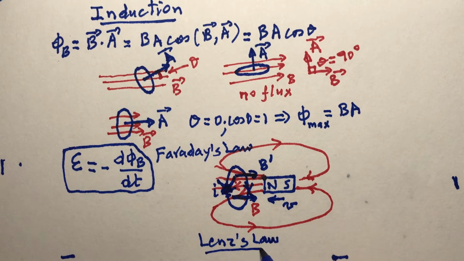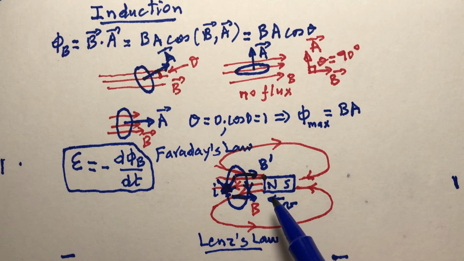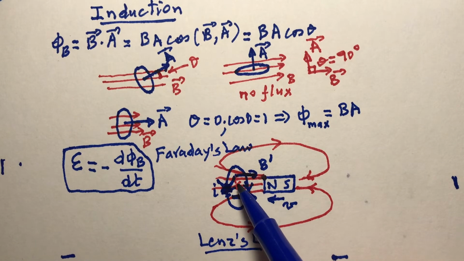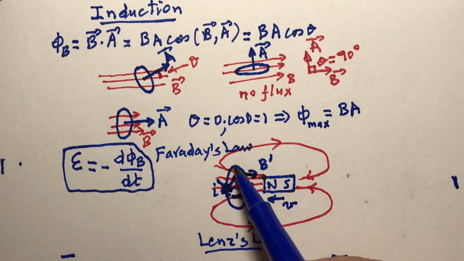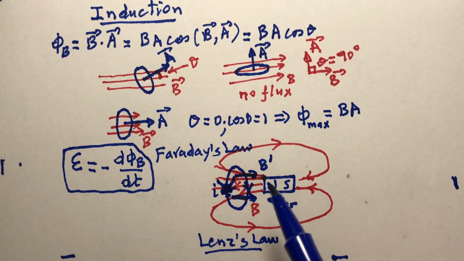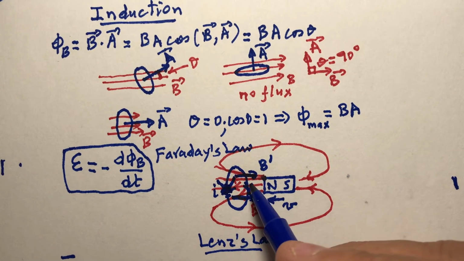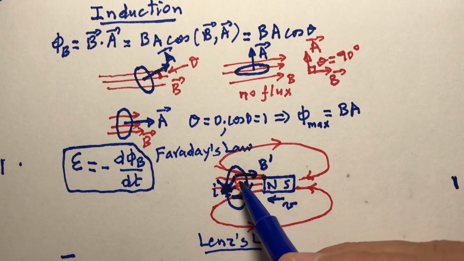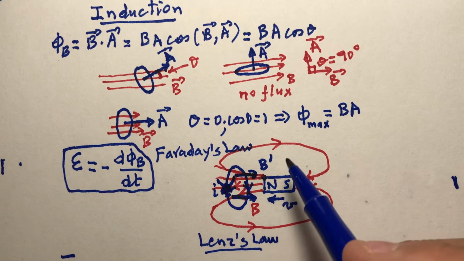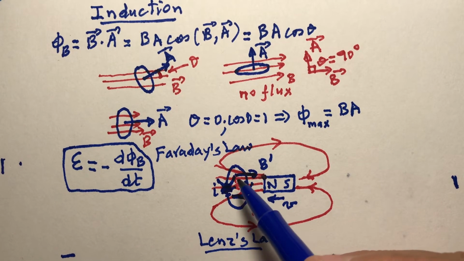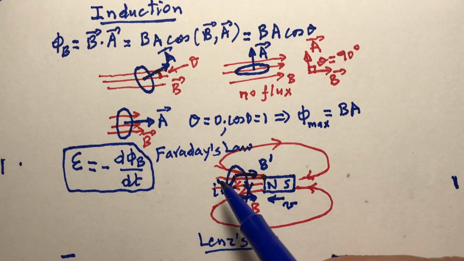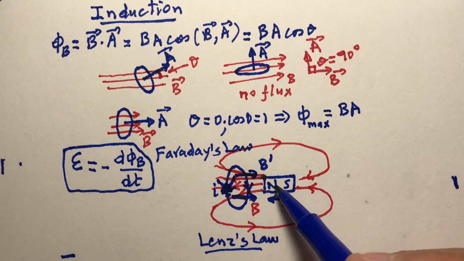And that's Lenz's law. But Faraday's law just says, if you bring a magnet or you have a change in flux, you're going to generate a current. You're going to generate a voltage in the wire, which means you're going to generate a current. So Faraday's law says a change in flux will generate a voltage, will generate a current. And Lenz's law says a change in flux will generate a current, and that current will go in a certain direction to create a magnetic field that will oppose that magnetic field that was coming in.